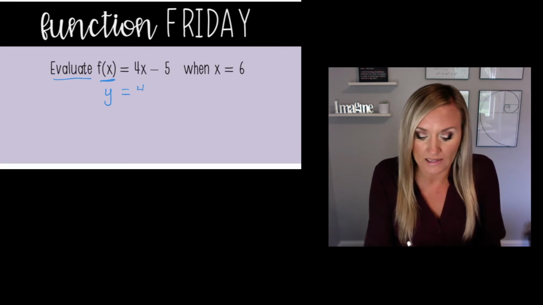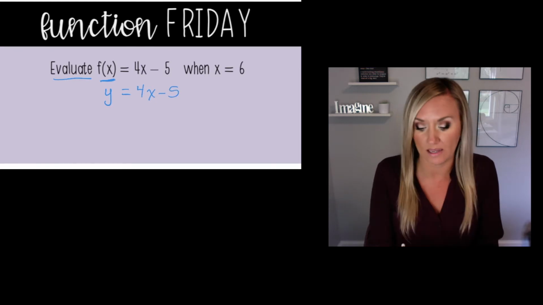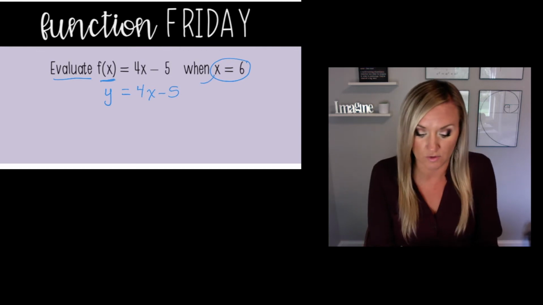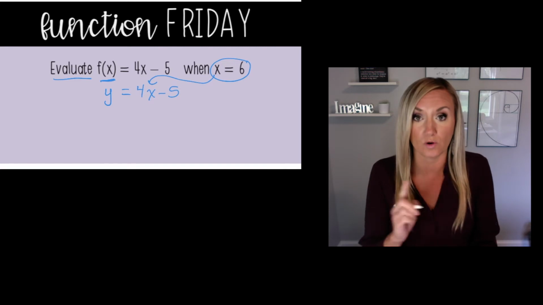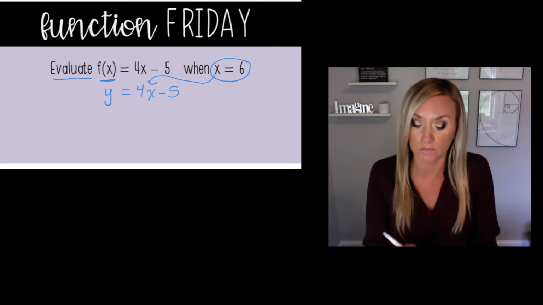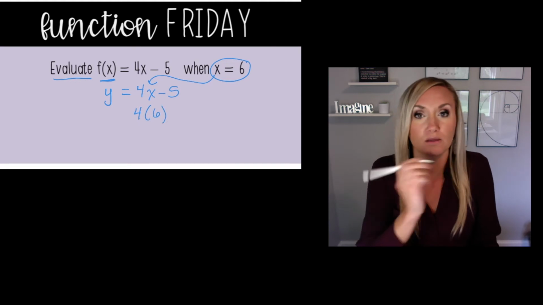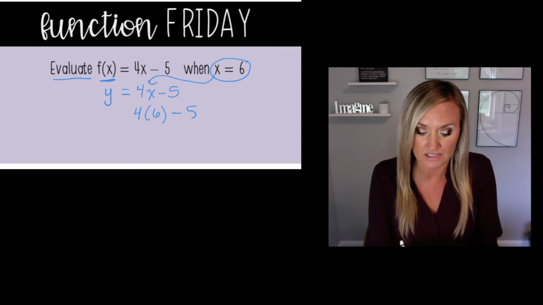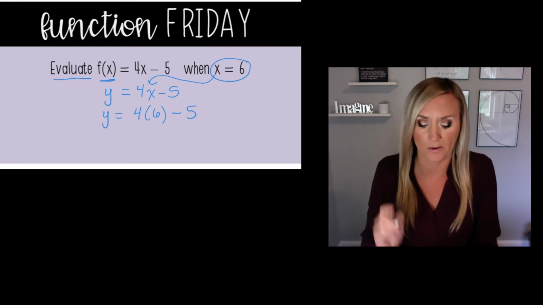And so y equals 4x minus 5. Now, because it says evaluate, that means we're going to take this 6 and plug it into wherever we see an x. There's no sign in between the 4 and the x, so it is understood that they are multiplying. So this is 4 times 6, and there I am putting the parentheses around it again, good habit to get into. And then I'm going to write subtract 5. It's always a good idea to bring down that y equals as well.